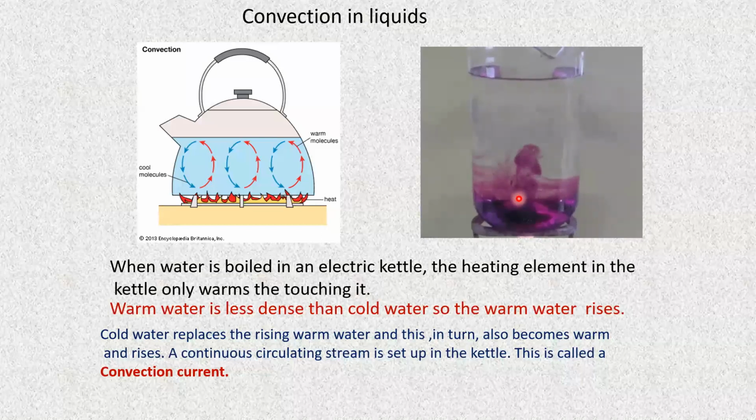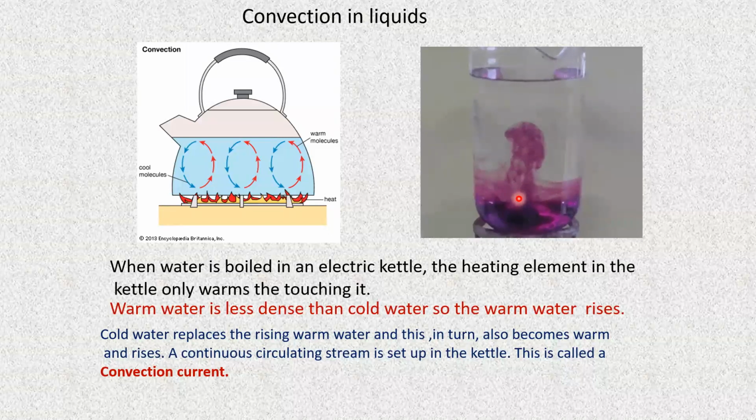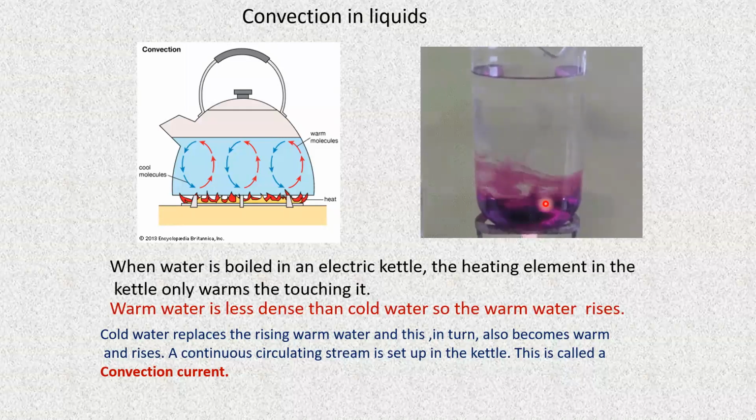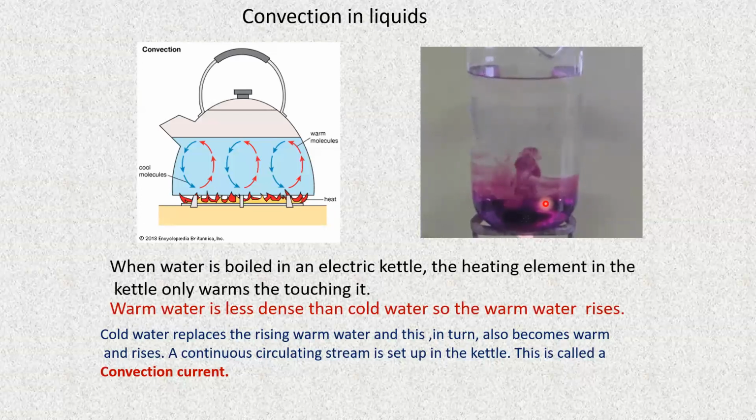Warmer water is less dense than the cold water, so the warm water rises. They get heat from the bottom and it rises because the warm water is less dense than the cold water, and the cold water will come down, and as a result, a continuous flow starts there. Cold water replaces the rising warm water, and this in turn also becomes warm and rises. So a continuous circulating stream is set up in the kettle. This is called a convection current.